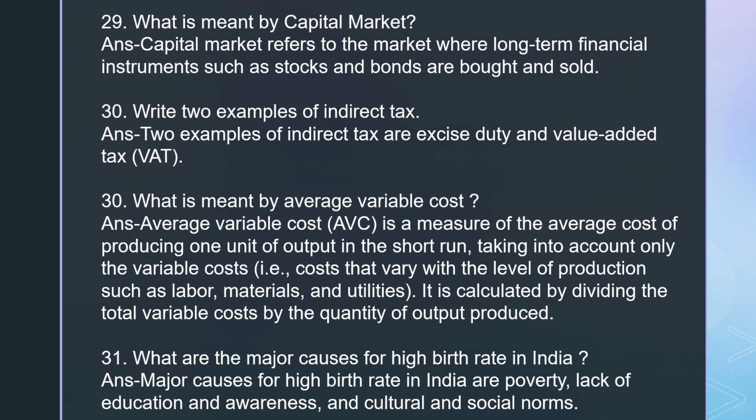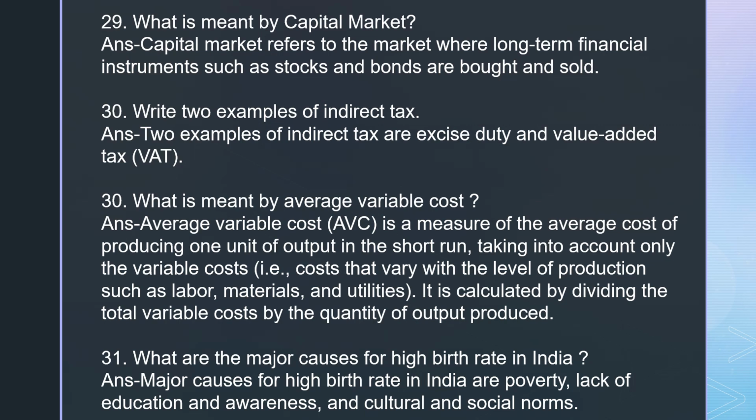30. What is meant by average variable cost? Average variable cost, AVC, is a measure of the average cost of producing 1 unit of output in the short run, taking into account only the variable costs, i.e. costs that vary with the level of production such as labor, materials, and utilities. It is calculated by dividing the total variable costs by the quantity of output produced.